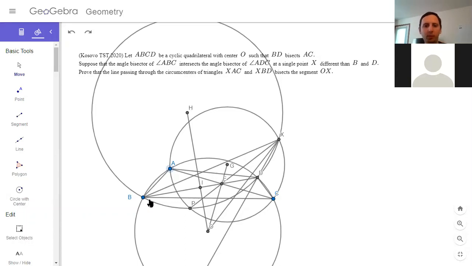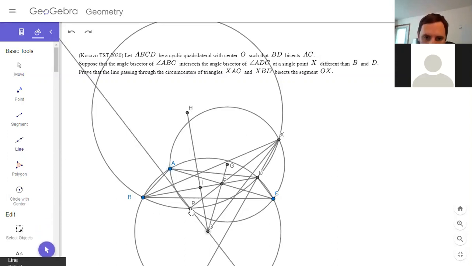Okay, we want to show OPX is 90 degrees. So if OP meets the circle at another point, that means that point would make a diameter with X.